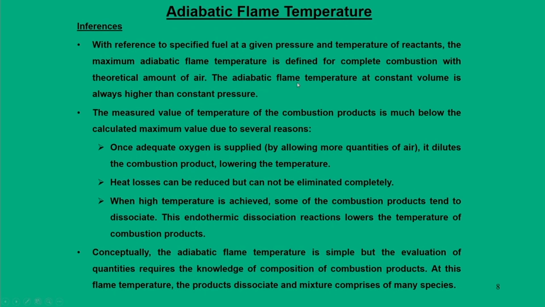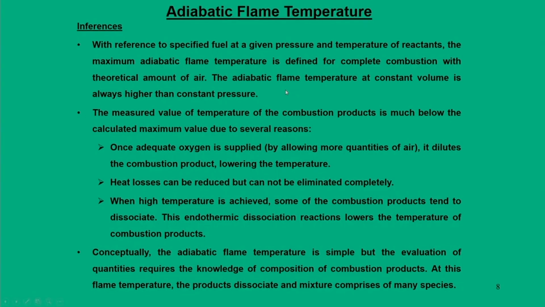Now, we define this adiabatic flame temperature in two situations, at constant pressure and constant volume. Always we will see that the constant volume adiabatic flame temperature is higher than that of constant pressure. That is mainly because we are not allowing the heat to go out of the system or the reactor. Although this is a theoretical number, the measured value of temperature of combustion products is much below the calculated maximum values. That means for a reaction we can always predict the adiabatic flame temperature, but the actual measured value will always be less, even several hundred degrees less.